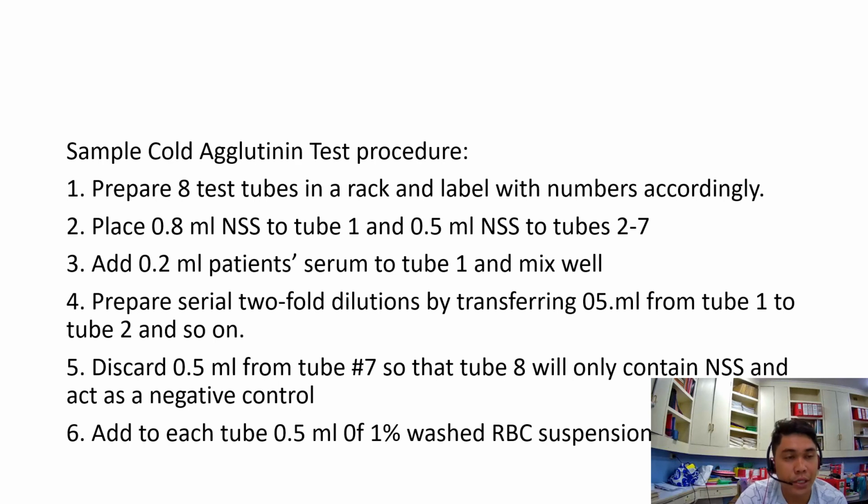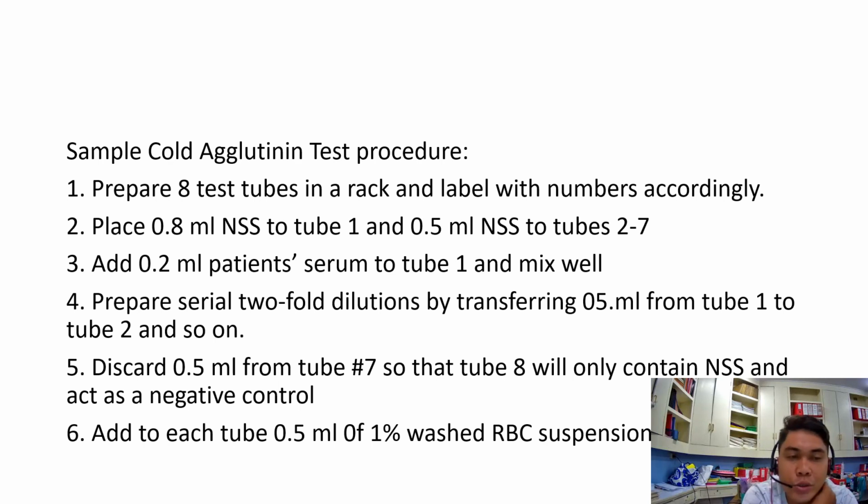Okay, so for the sample cold agglutinin test procedure, prepare test tubes in a rack and label with numbers accordingly. Place 0.8 ml NSS to tube number 1 and 0.5 ml NSS to tubes 2 to 7, and add 0.2 ml patient serum to test tube number 1. Okay, so 0.8 NSS to 1, 0.5 to 2 to 7. Then 0.2 serum.